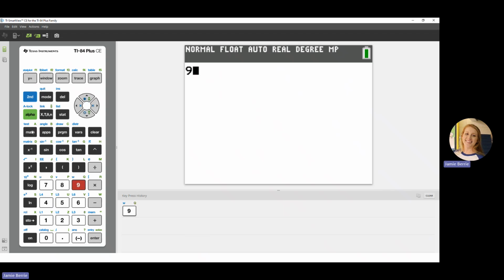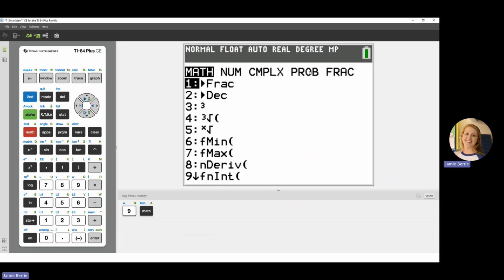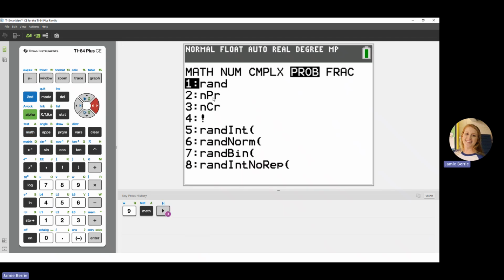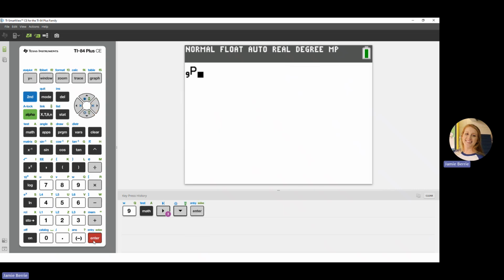All right, then I'm going to go to the math button. I'm going to go over to probability again. And then I'm going to select option number 2. This time that's nPr, or n permutate r. You see that it put the little 9 in front of the P for me. And then I have 3. So you just type in 3, hit enter. So 9 permutate 3 is 504.